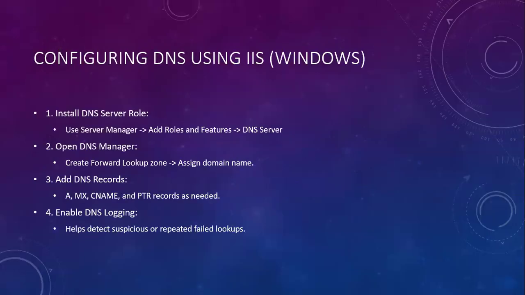Configuring DNS using IIS for Windows. One, you would install the DNS server role, using Server Manager, add roles and features, and select the DNS server. Two, open DNS Manager, create a forward lookup zone, and then assign the domain name. Three, add DNS records. You've got A, MX, CNAME, and PTR records as needed. Number four, enable DNS logging. Helps detect suspicious or repeated failed lookups.